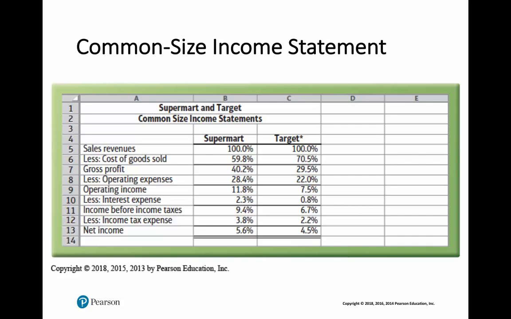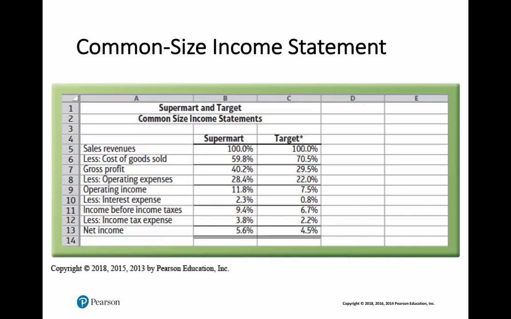So here we have our common size income statement, and again, we don't show our sales revenue numbers or our cost of goods sold numbers. We simply have our percentages. So we have our supermarket and Target. I don't know if this is actually Target brands, or maybe just the Target company, but let's assume it's Target brand. So again, sales revenue is always going to be 100%.